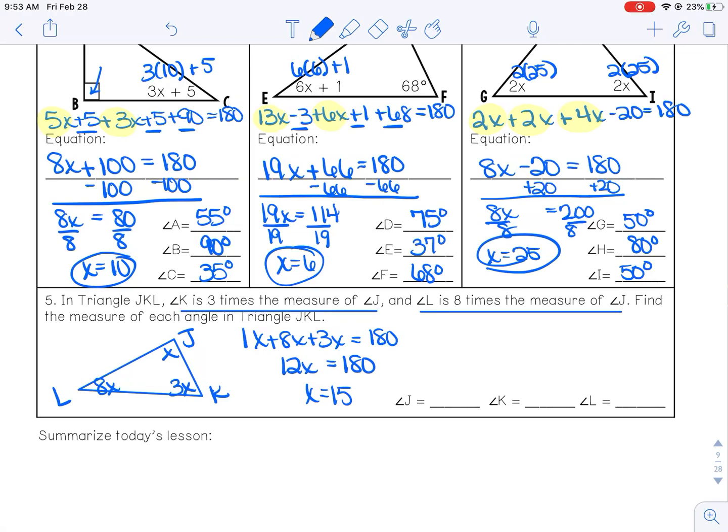So that means angle J is 15 degrees. Angle K is 3 times 15, which would be 45 degrees. And angle L is going to be 8 times 15, which will be 120 degrees. Double check your answer. Add all those up. 15 plus 45 plus 120. Does that give you 180? Yes, it does.